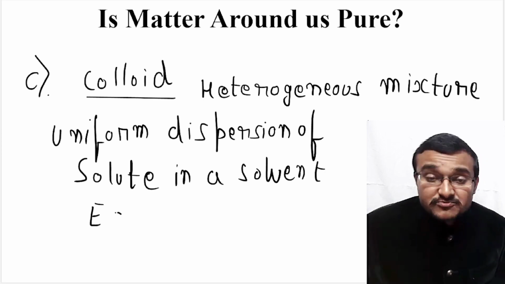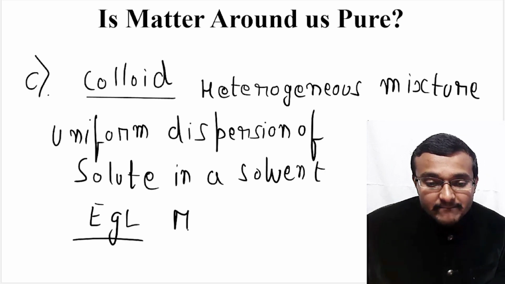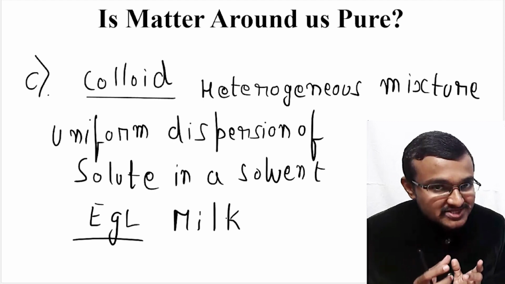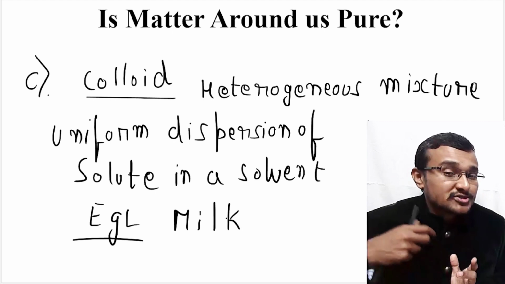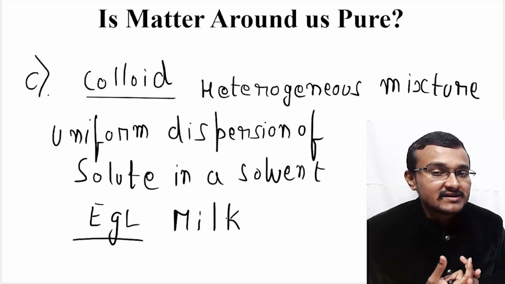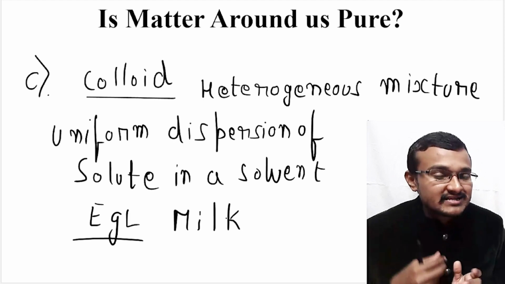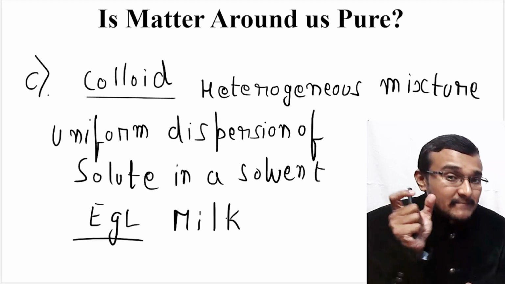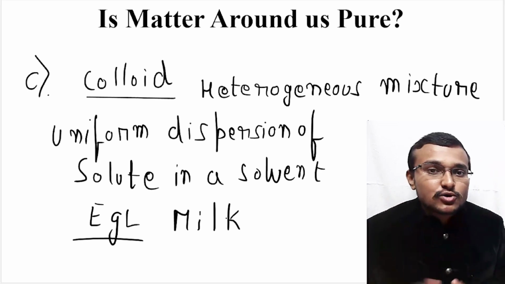So the example for this particular colloid will be milk. This particular milk contains a lot of fat molecules in it which are not homogeneously mixed in that particular milk. They are heterogeneously mixed but they are finely dispersed throughout that particular milk. So milk is an example of colloid.